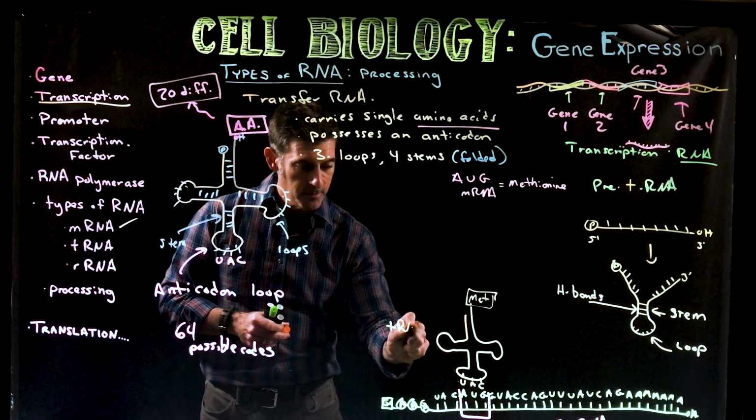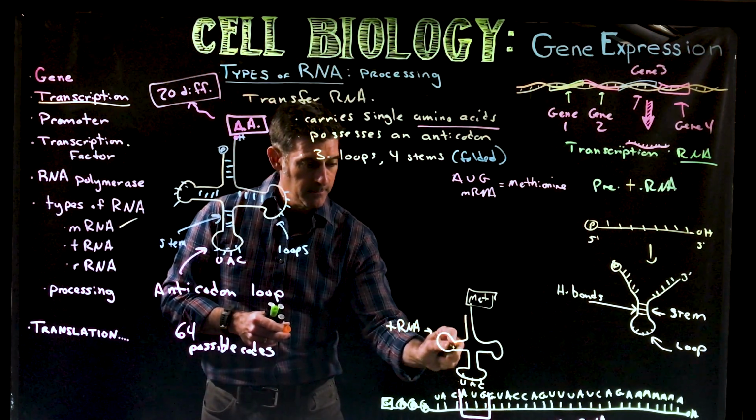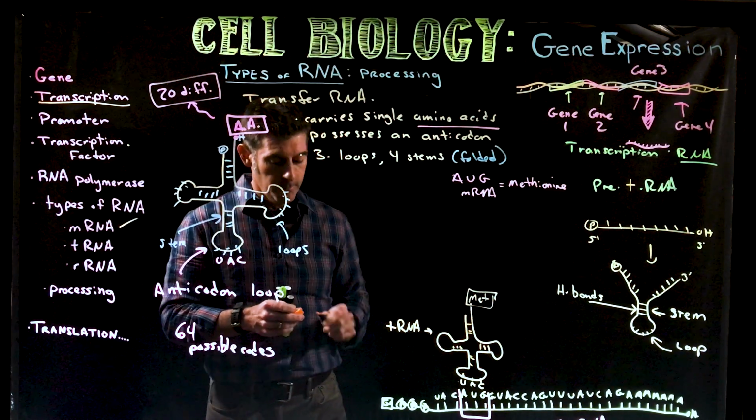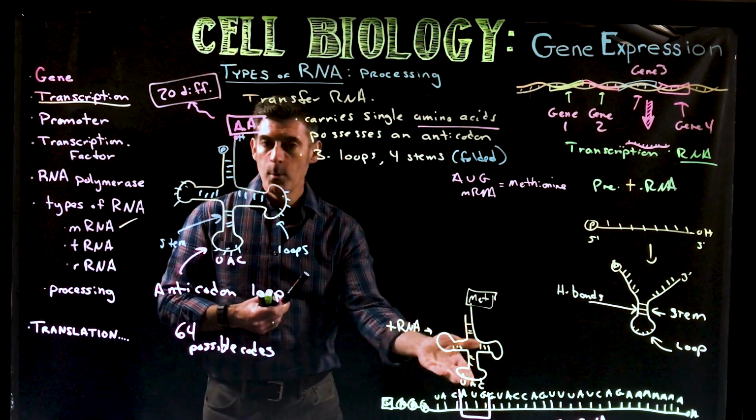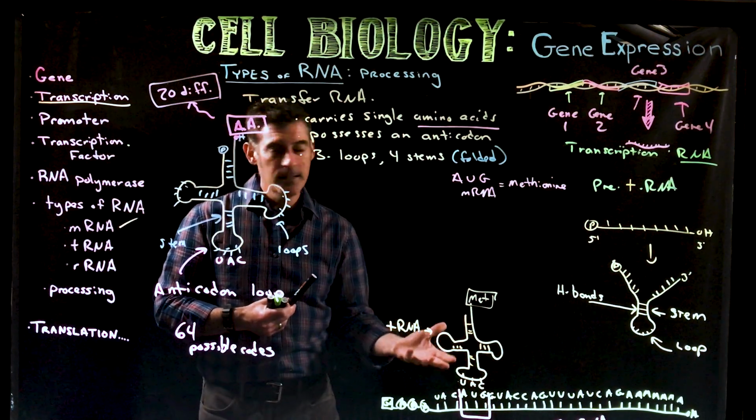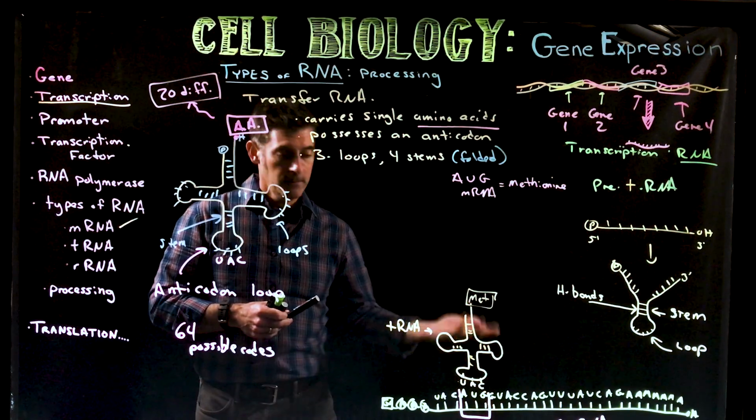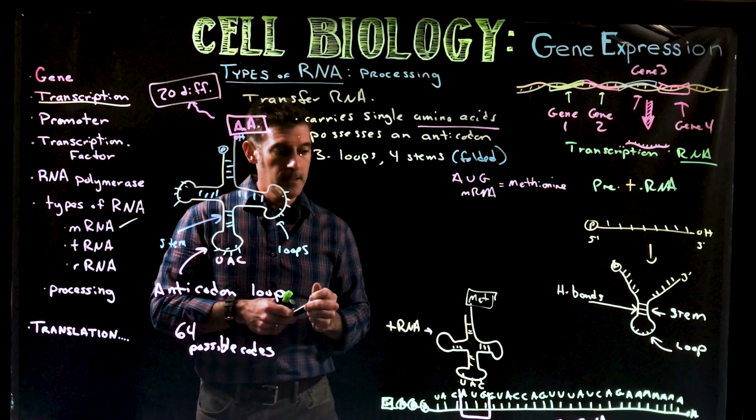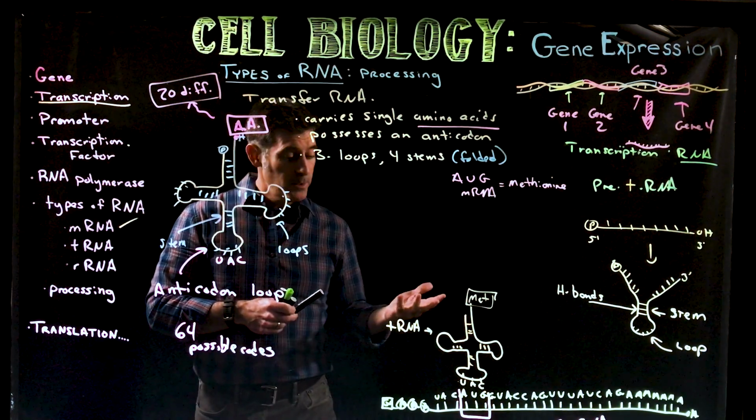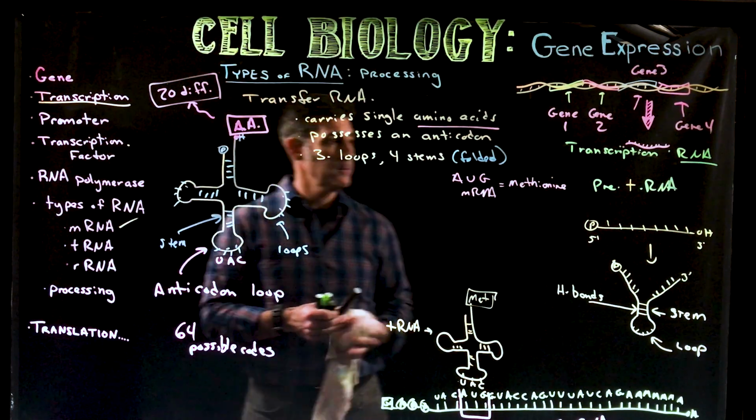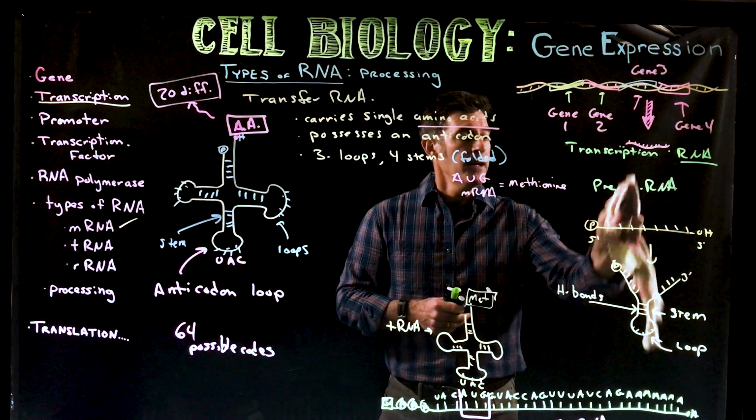It's got its stems, and then our 3 loops. And that bottom loop will eventually pair up. It's not going to do it all by itself. That's where the ribosomal RNA will come in, but that is the next part of this for the transfer RNA. So what we want to do is start to bring in the ribosomal RNA as kind of the last part of this, and then we can begin the translation process.